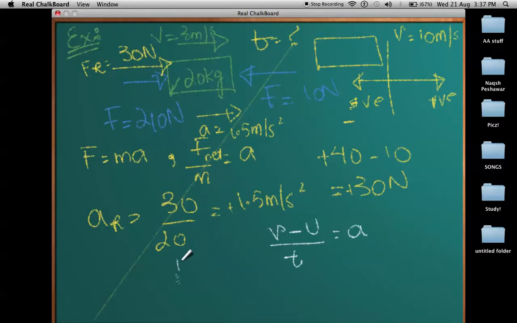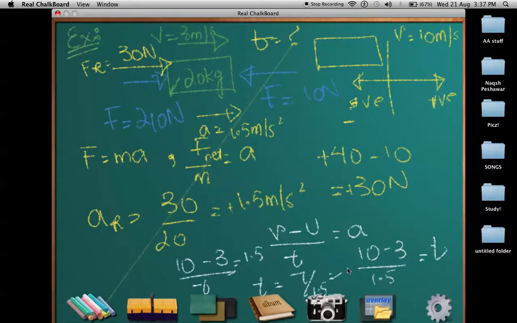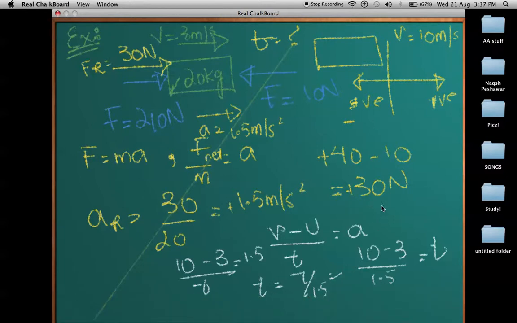So let's substitute: (10 - 3) divided by t is equal to 1.5. Now just switch the t here and bring the 1.5 here. Then 10 minus 3 divided by 1.5 gives you t. So t would be, if you use your calculator, 7 divided by 1.5, which would give you 4.67. Sorry, since this is time, this would become 4.67 seconds.